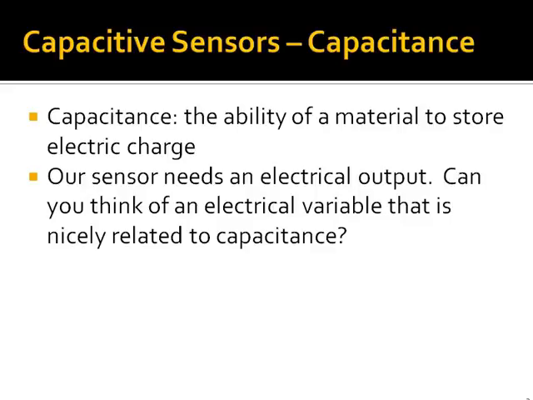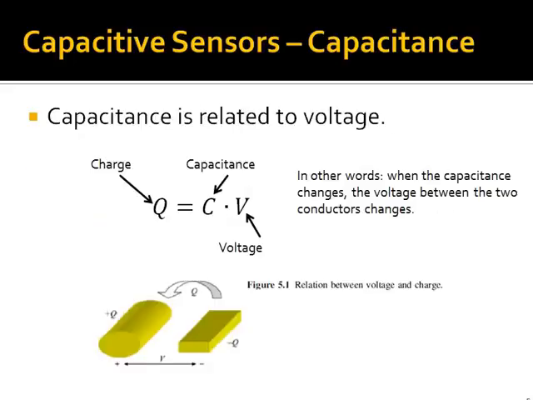Is there a relationship between capacitance and voltage? In fact, capacitance is nicely related to voltage. The amount of charge stored in a capacitor is equal to the capacitance times the voltage. So if we have some physical properties that vary the capacitance in a capacitor, we can measure the change in that capacitance by measuring the voltage across the two plates.